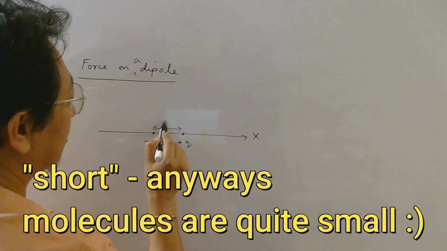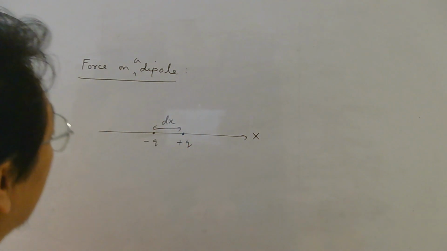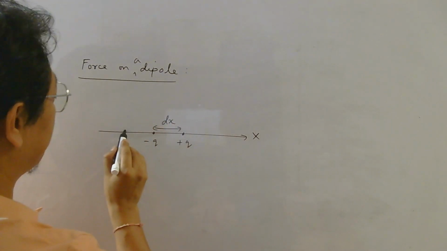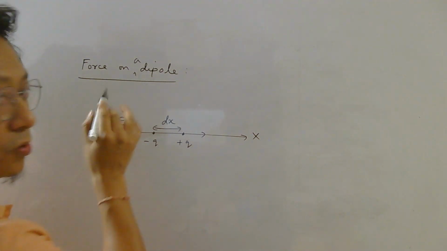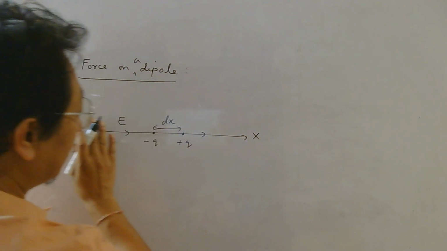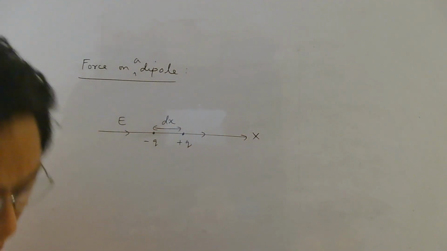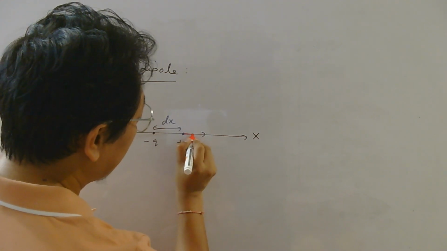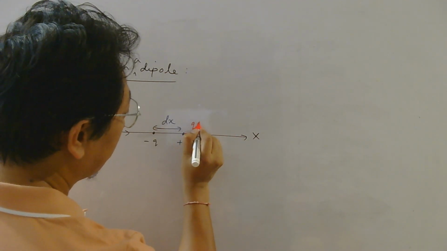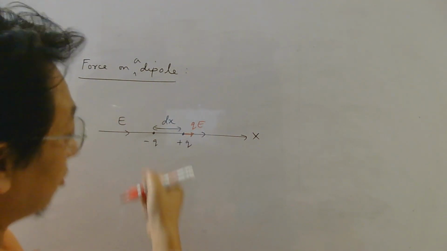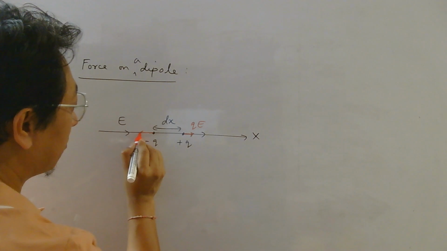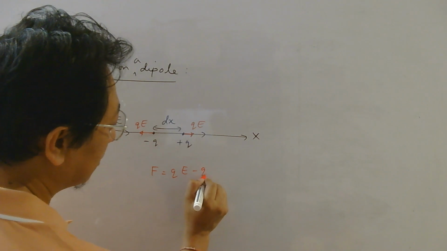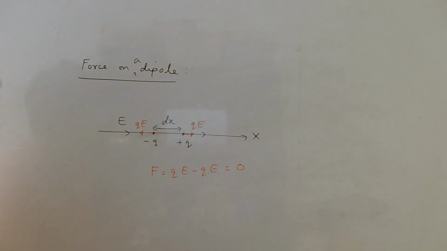So this distance is quite small. I will represent it by dx. Now let's say we have an electric field capital E in this direction, an electric field due to some source charge. Now if the electric field everywhere is the same, then the force on the dipole will be 0. Why? Because plus q will feel a force in the same direction as the electric field, QE, and minus q will feel a force in the opposite direction of the electric field. The magnitude will be QE. So the total force will be QE minus QE, which will obviously be 0.